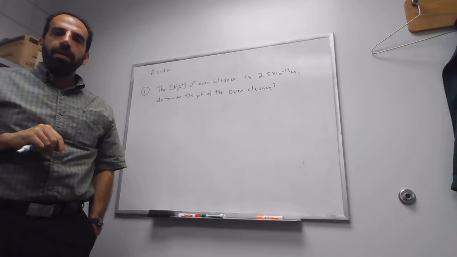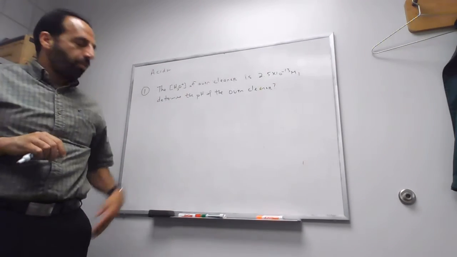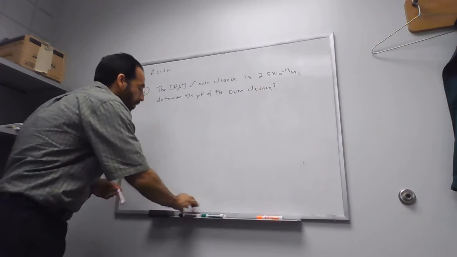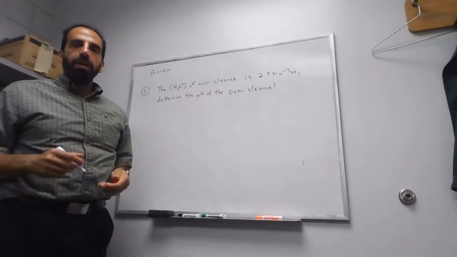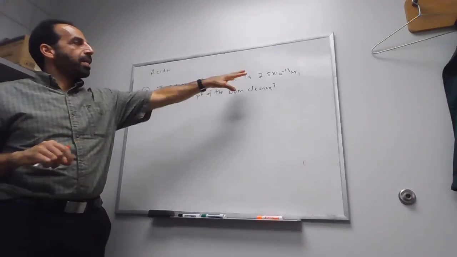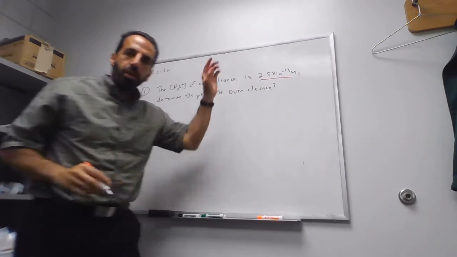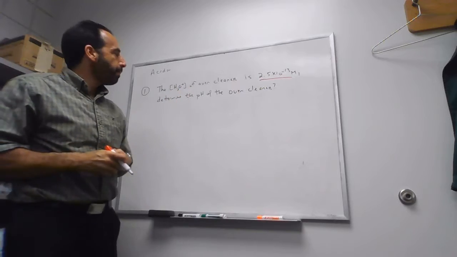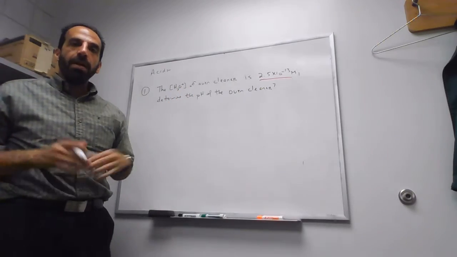So let's do some calculations with pH. This is a good example. It says determine the hydronium ion concentration of oven cleaner. Oven cleaner is usually a pretty basic solution. It has a concentration of, and all these concentrations are going to be in molar, 2.5 times 10 to the minus 13 molar, that's the molarity. Determine the pH of the oven cleaner.